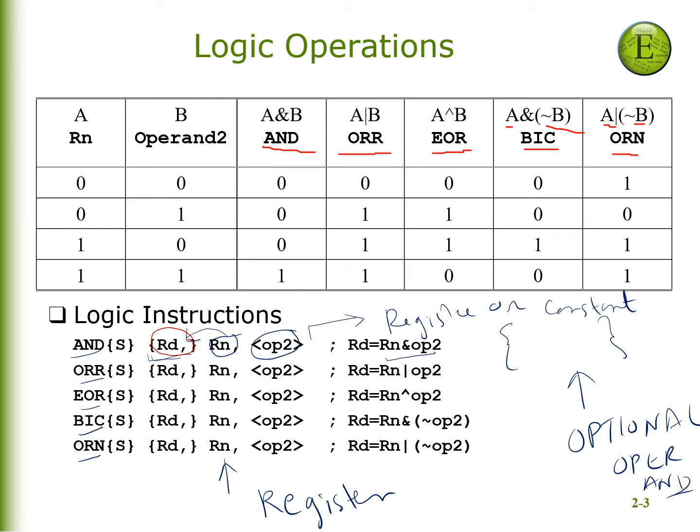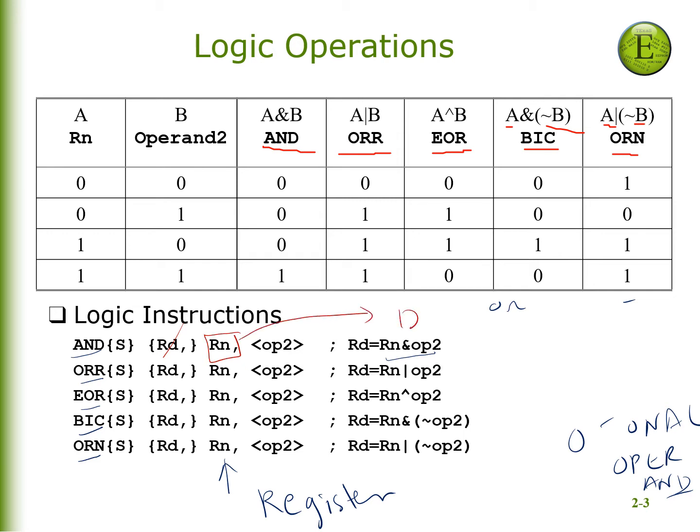Now if this operand is missing, if you do not specify this operand, then the destination, the result, is going to be stored in Rn. That is, this can be your destination register if you do not specify the first operand from the left-hand side.